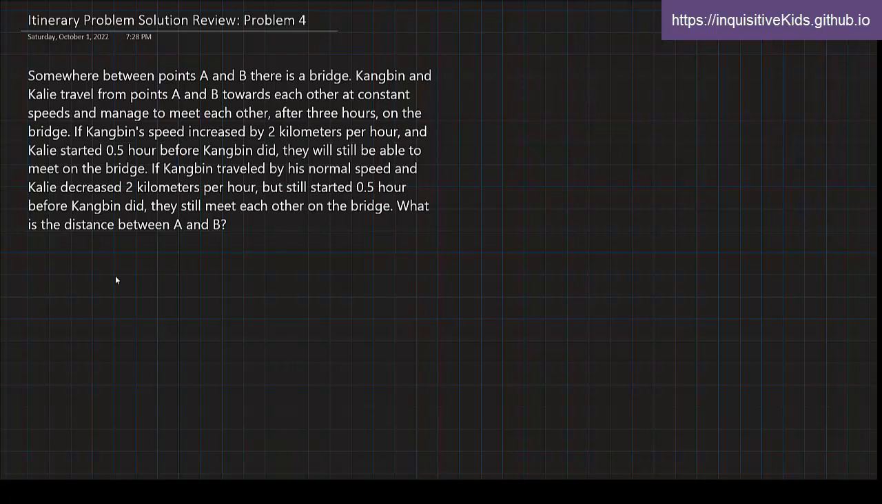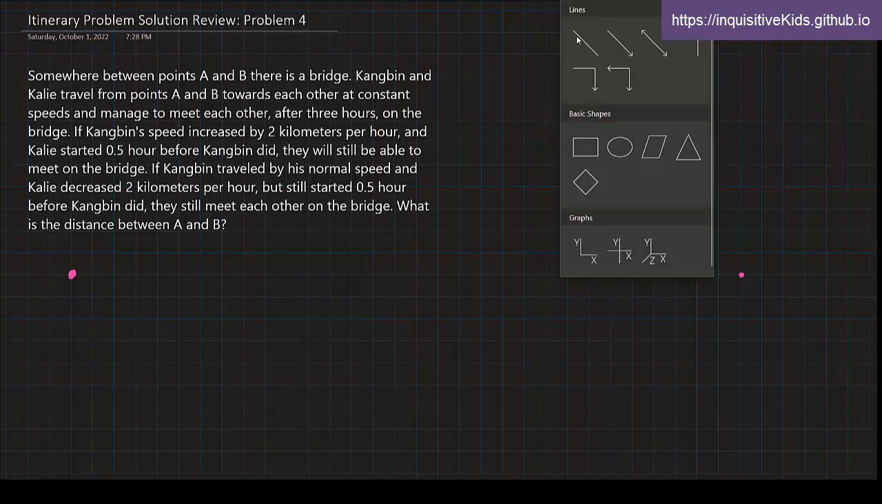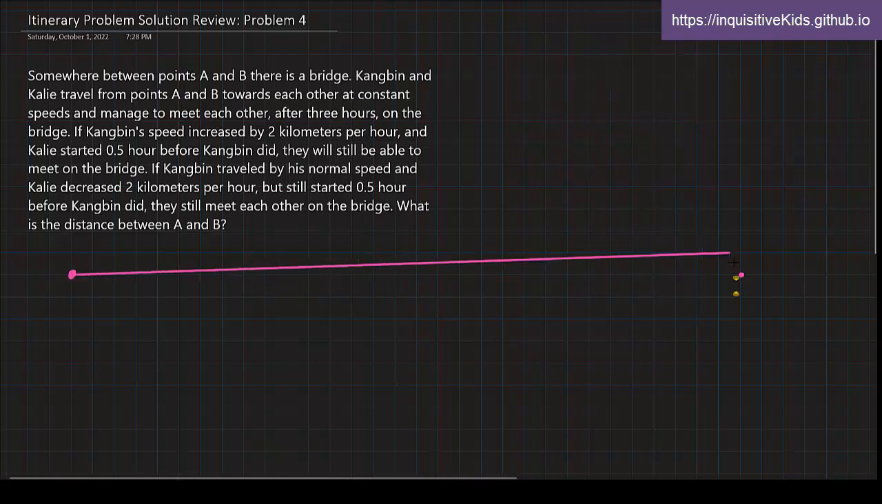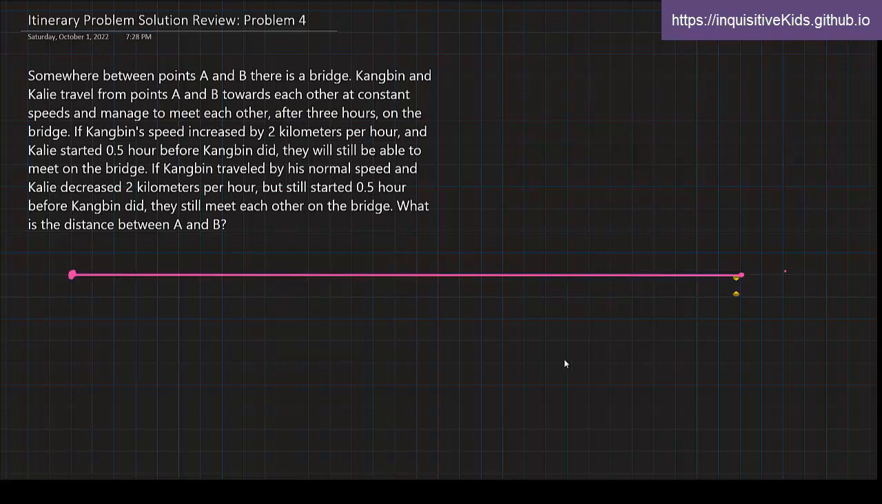Okay, so first let's make this sketch. The type of problem that should come to your mind right now is where you're given different scenarios, and then you have to create sketches of all of them and then compare. So first we have point A and point B. I'm going with a longer sketch right now. A is here, B is here.